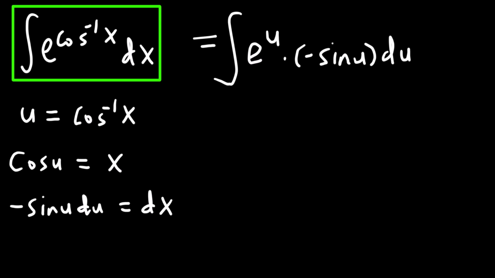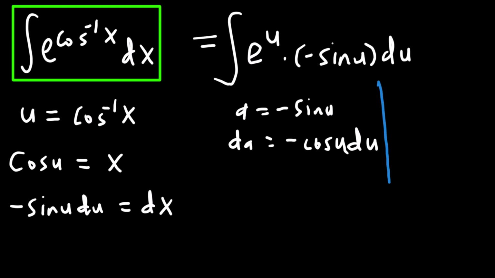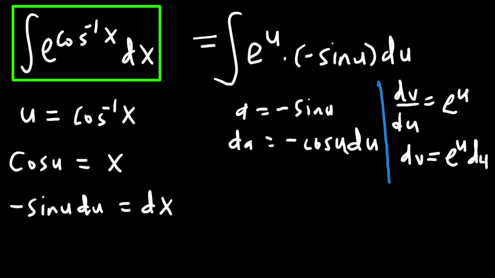We will let A be equal to, let's say, the part that is easier to differentiate. This time, let's take negative sine u. If we differentiate this, dA will be equal to negative cos u du. And we shall let dv/du be equal to e to the power of u, and therefore dv is equal to e to the power of u times du. If we integrate both sides, on the left hand side we shall have v equaling e to the power of u.